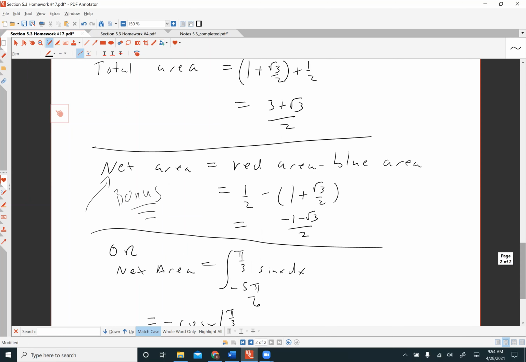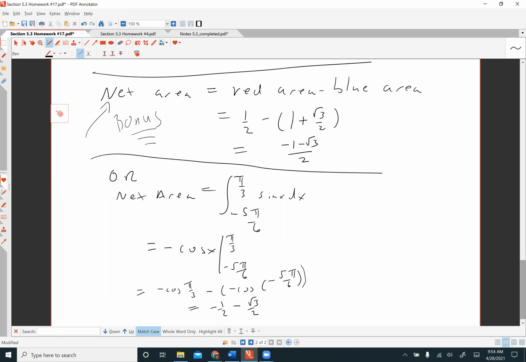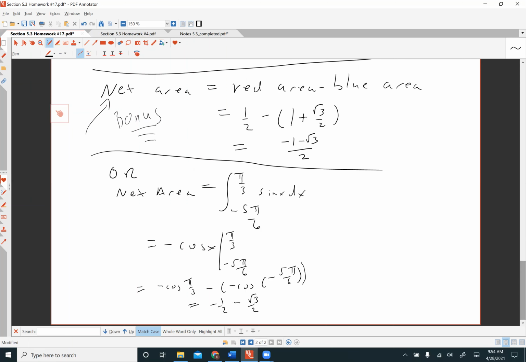Now let's use the fundamental theorem of calculus. We'll evaluate the antiderivative at the endpoints -5 pi over 6 to pi over 3. The antiderivative is minus cosine of x. We evaluate it at the endpoint, so minus cosine of pi over 3, and then we subtract off minus cosine of -5 pi over 6. Cosine of pi over 3 is 1/2, so you get -1/2. Then cosine of minus 5 pi over 6 is minus square root of 3 over 2.